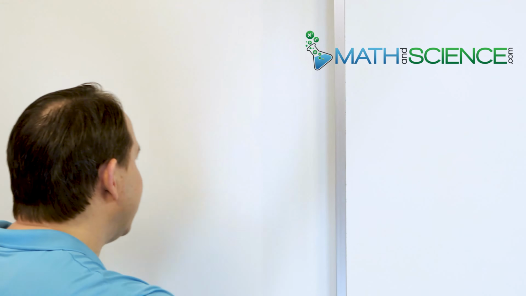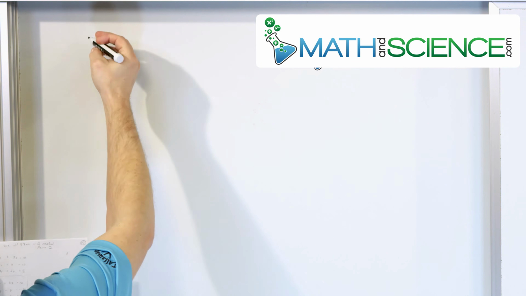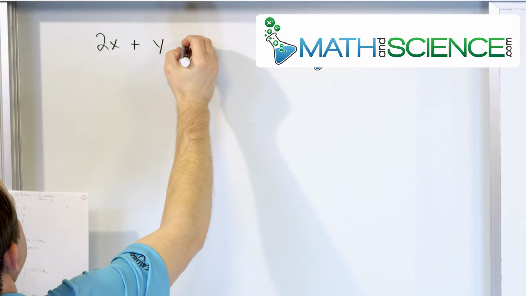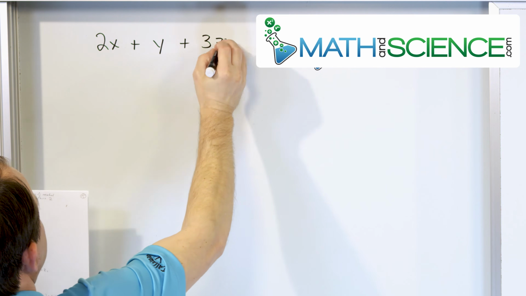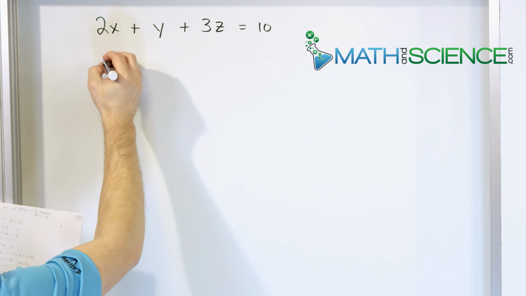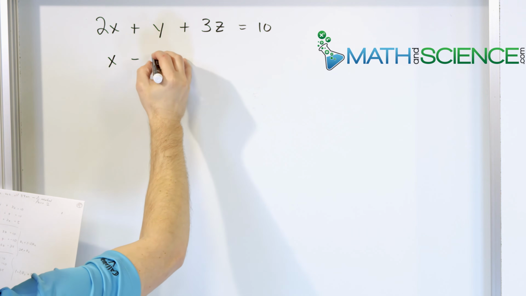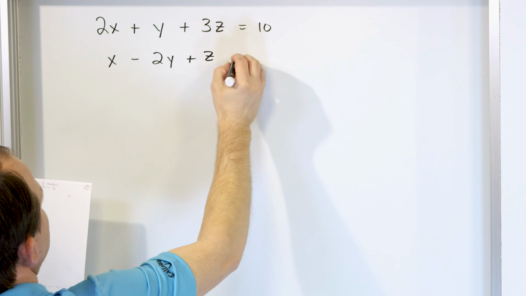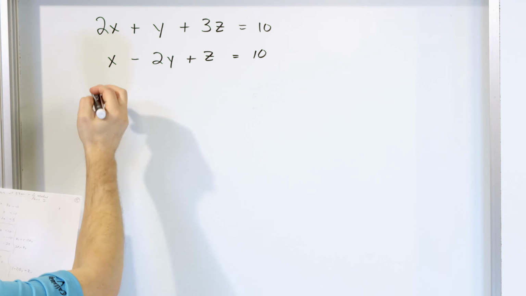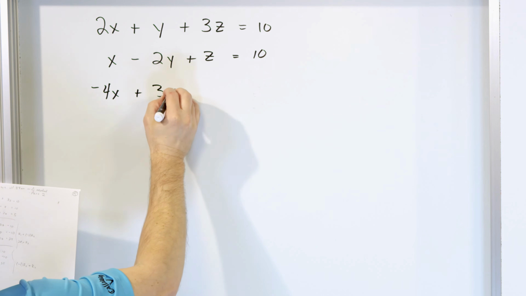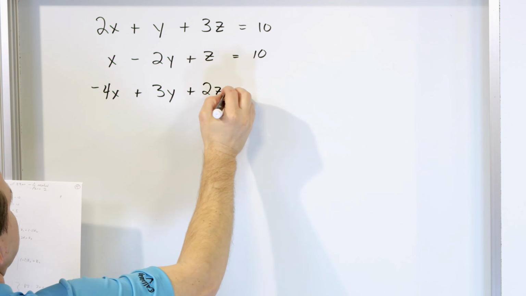So let's crank through our next couple of problems. Let's say we have the set of equations 2x + y + 3z = 10. That's the first equation. And then we have x - 2y + z = 10. And then the third equation is -4x + 3y + 2z = 5.